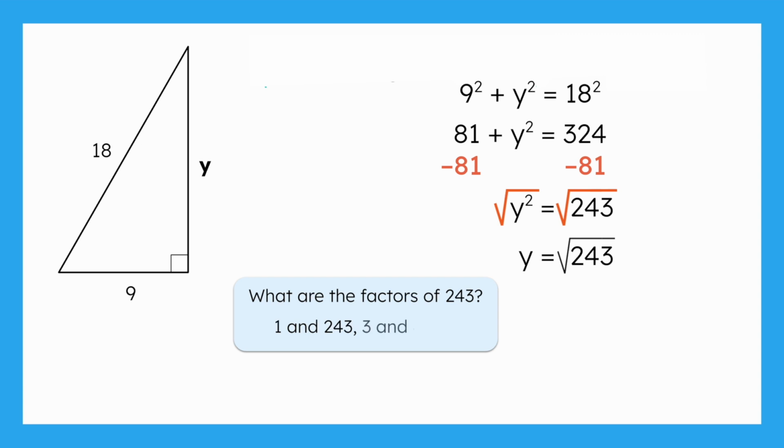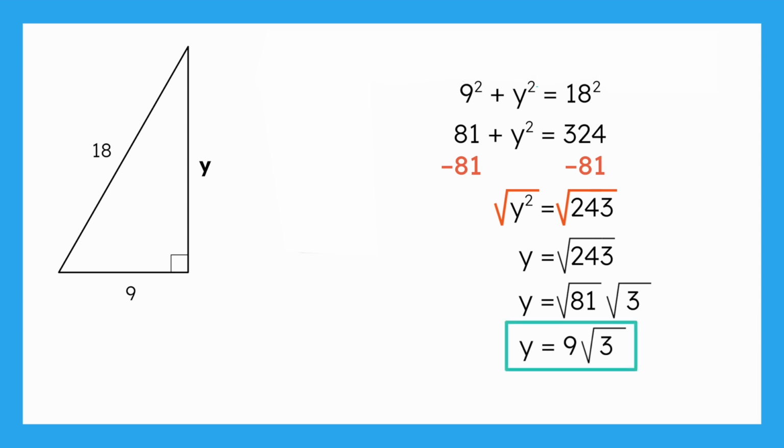What about 3? With a little division, I can find that 3 is a factor since 3 times 81 is equal to 243. Wow, look at that! We already found a perfect square, so no need to continue finding factors of 243. Now, I can rewrite the square root of 243 as root 81 times root 3. The square root of 81 is 9, so our final answer is 9 root 3.